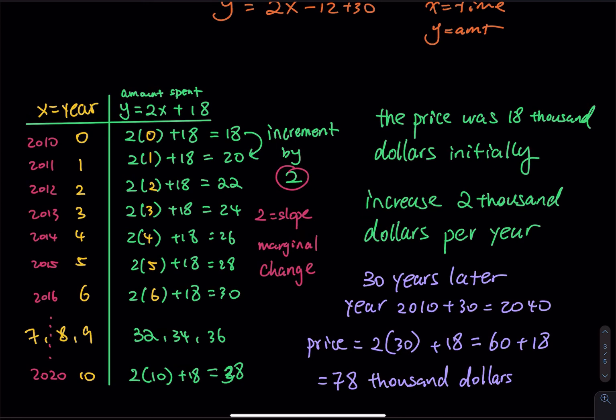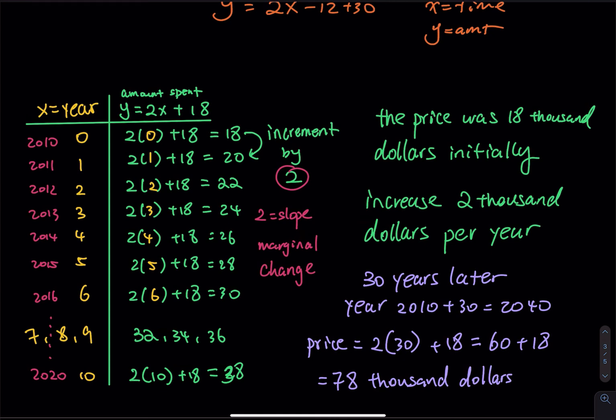All right, so that's how you analyze the model. The intercept, let's say this again, the intercept was the initial price. In 2010, people pay $18,000 to buy a car, and then the slope equals 2, or you can call it the marginal change, equals 2. That means as time moves on, each year people have to pay an additional $2,000 to buy a car. So that's what the intercept and the marginal change mean.